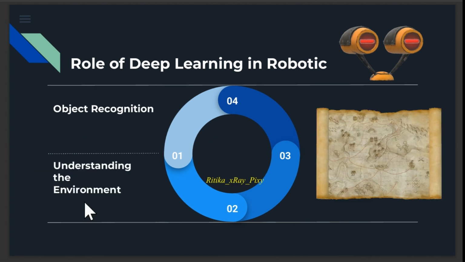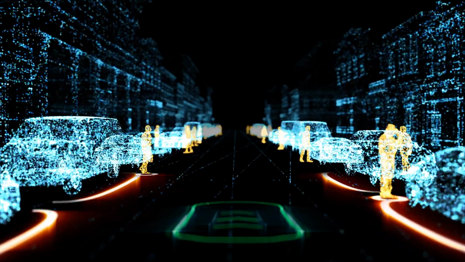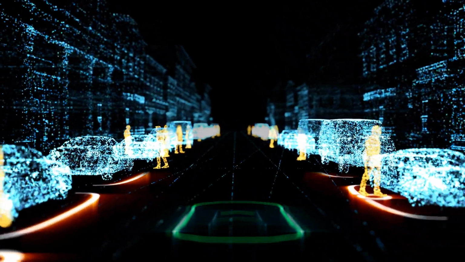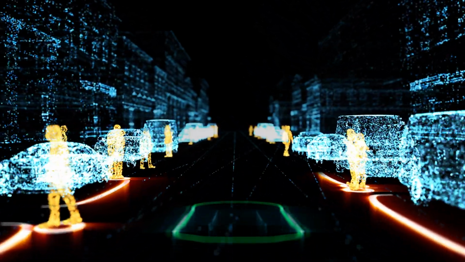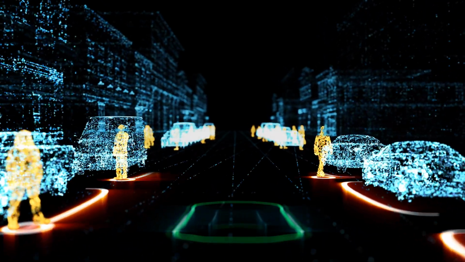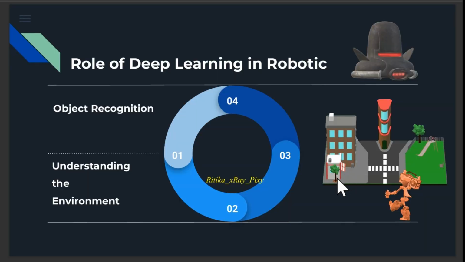Second, understanding the environment. So deep learning allows the robot to understand its surroundings. Using deep learning, the robot can identify obstacles, pathways, or even people, helping it to navigate in a room or a busy warehouse. So, by understanding the environment, now the robot can move around without bumping into things or getting stuck.